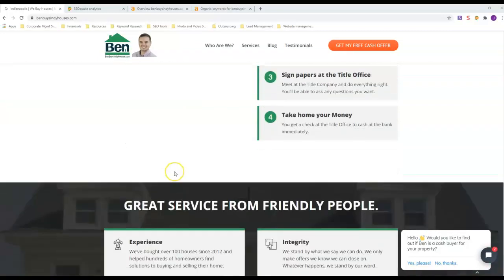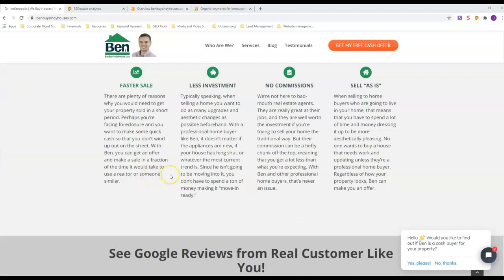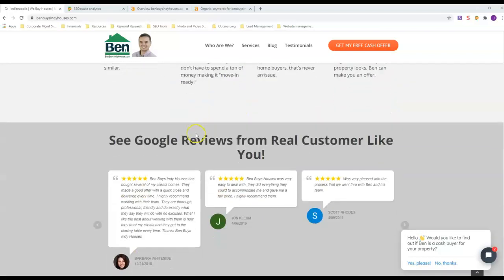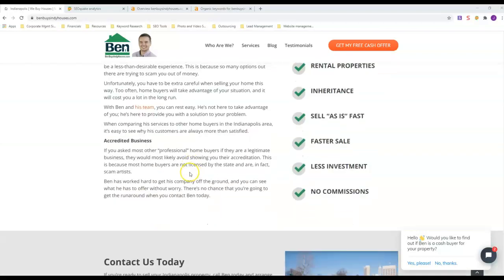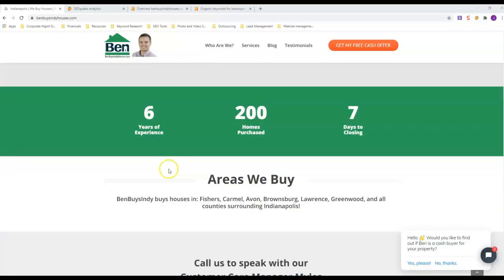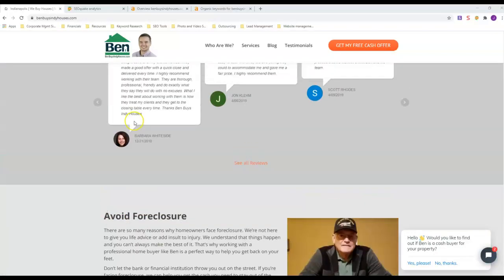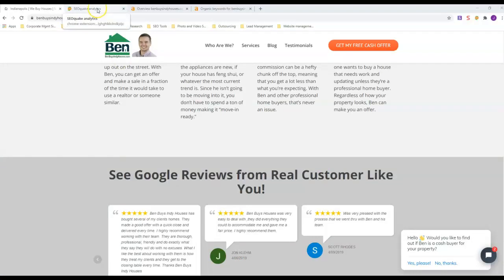As you can see, as I was scrolling through this, he's got a lot of words, which also means he's inputted a lot of keywords in there. So he's got a lot of keywords that are ranking. We're actually going to take a look at that in a minute. First thing we're going to look at is his on-site SEO.